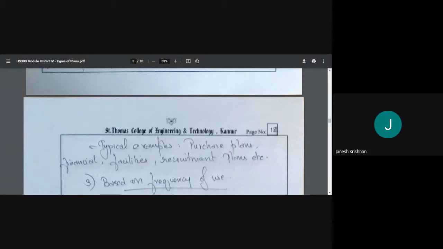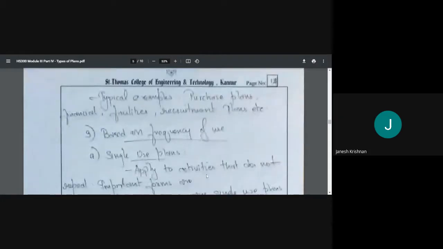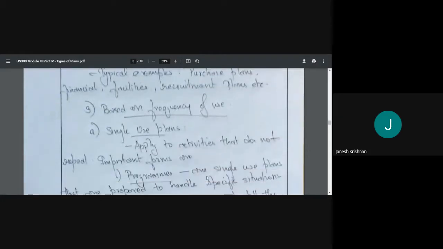So we have plans based on objective, goals and objective we have. Based on scope we have 3: strategic, tactical and operational. The third one is based on frequency of use. How many times do we use it? On that basis we have 2: single use plans and standing plans.